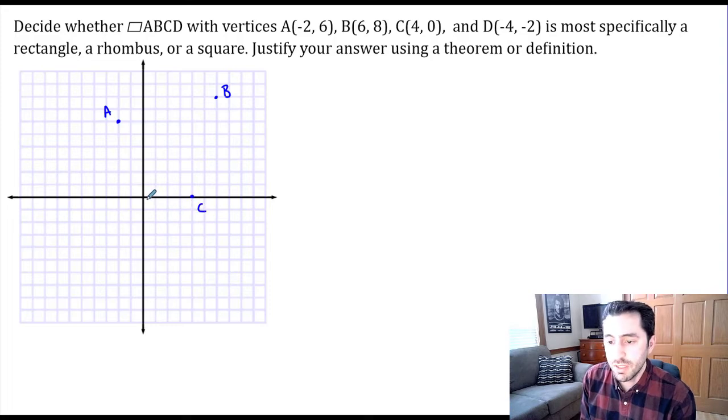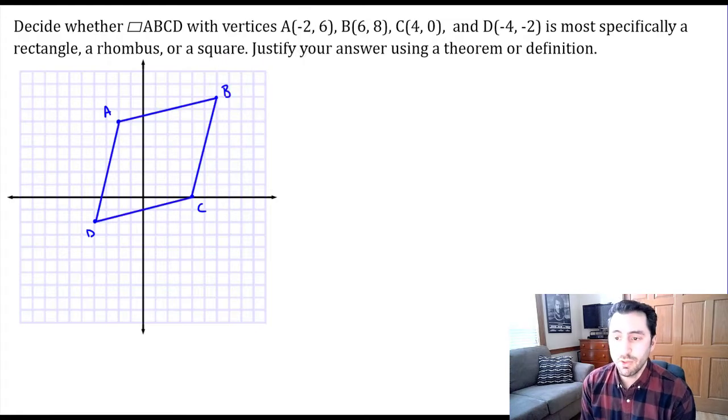And then our last one, D, is at -4, -2. So 1, 2, 3, 4, and then down 2. There's point D. And now I'll just connect these points together to form our parallelogram. All right, so here's our parallelogram ABCD.